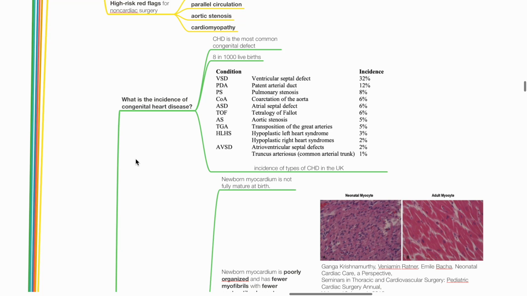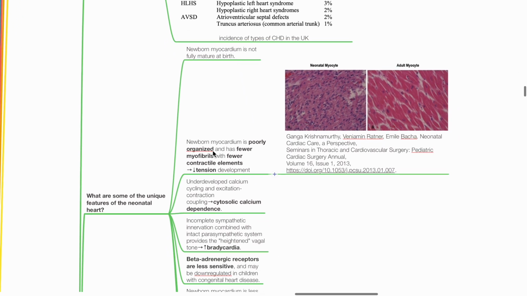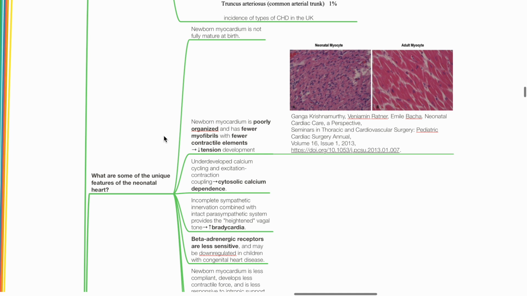VSD is the most common, 32%, followed by PDA, 12%, pulmonary stenosis, 8%, coarctation of aorta, 6%, ASD, 6%, TOF, 6%, aortic stenosis, 5%, TGA, 5%, HLHS, 3%, and AVSD, 2%. What are some of the unique features of the neonatal heart?